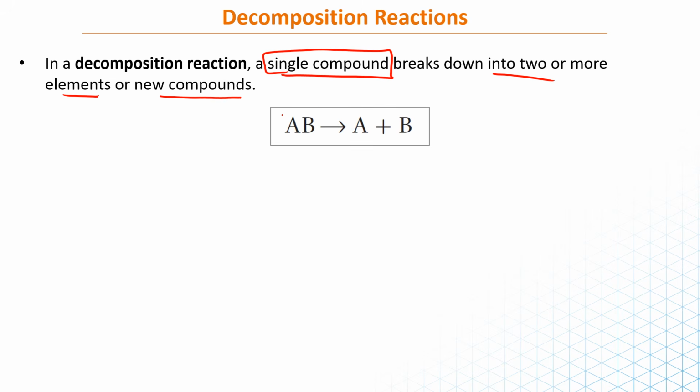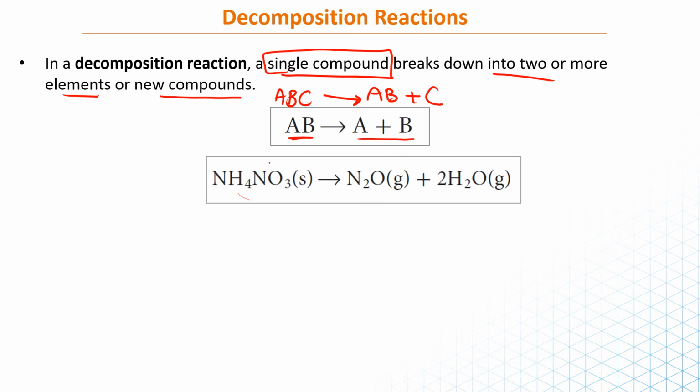And this is the general formula of it. You have a compound, okay? So you can have AB gives me A plus B, or sometimes you can have ABC gives me AB plus C. So the compound can break down and give me a compound and an element, or it can break down and give me only elements. Okay? An example of that is the following.